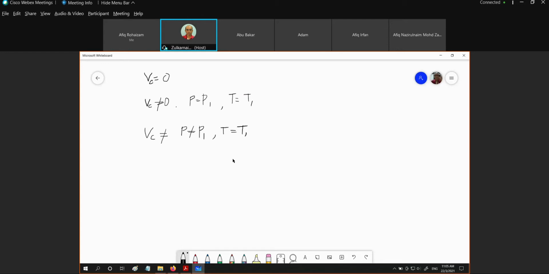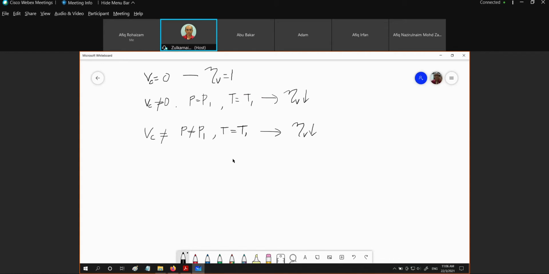From here, we can see that we have volumetric efficiency. The volumetric efficiency of the first case is equal to 1. For the second case, it's going down. For the third case, it's further going down as far as the volumetric efficiency is concerned. Okay?